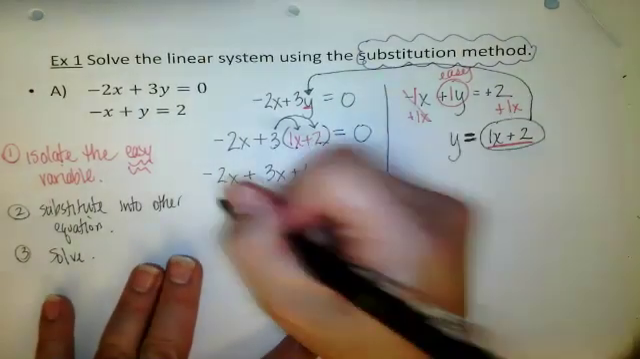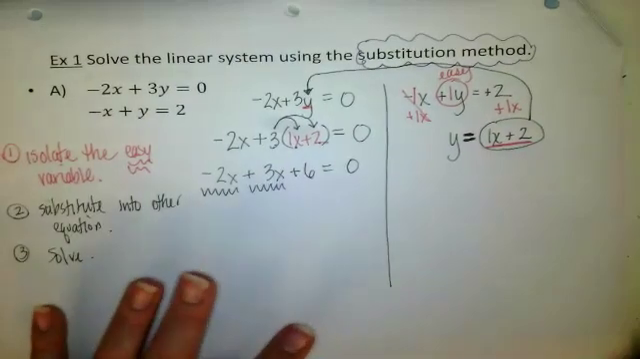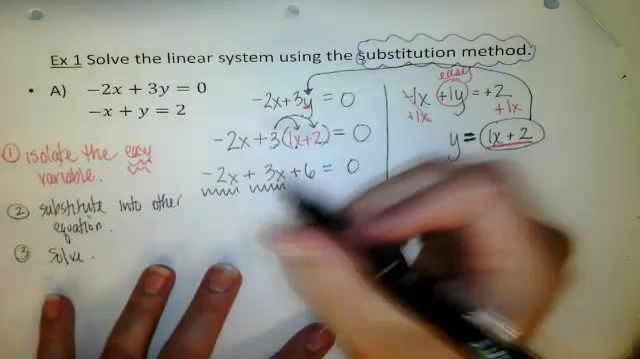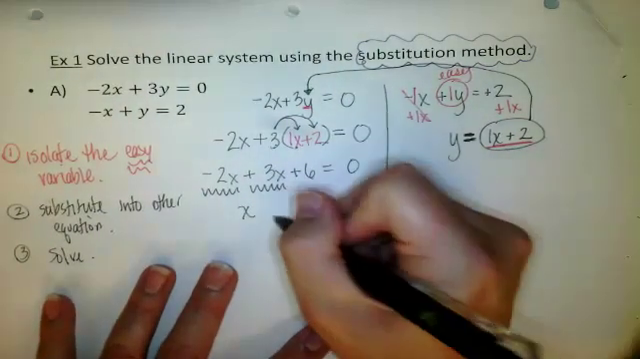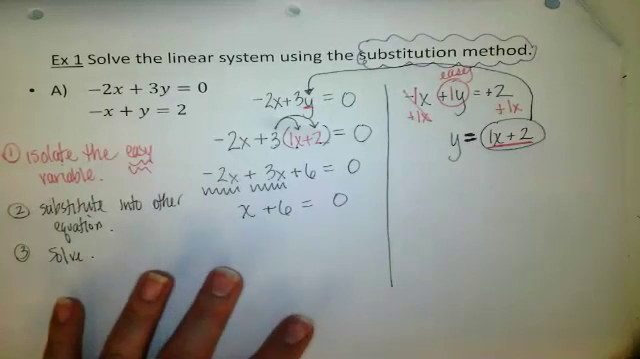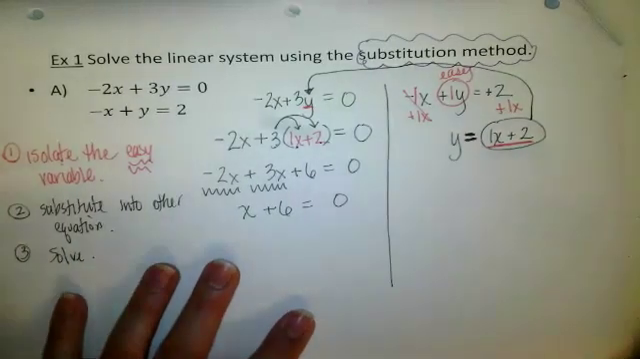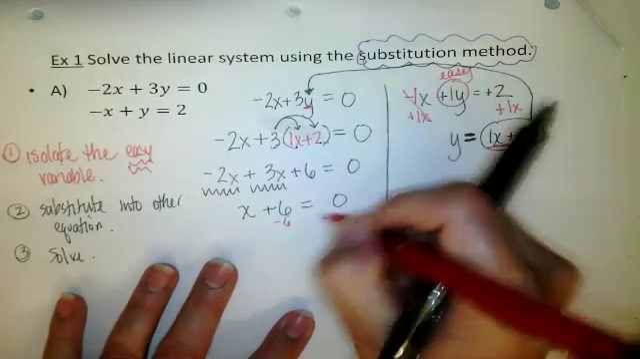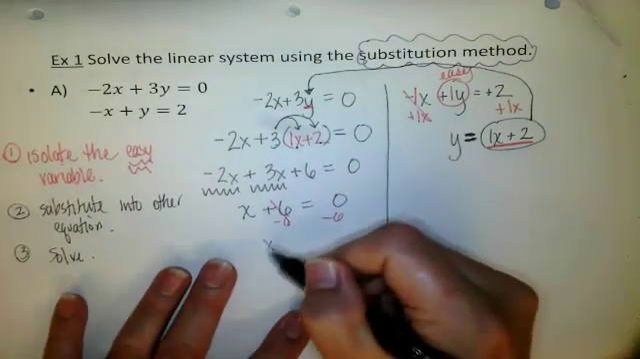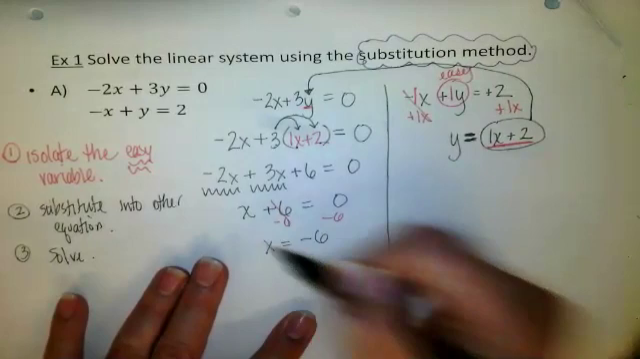Distribute. Now we're going to combine like terms. Negative 2x and positive 3x gives us what? Positive 1x, plus the 6 equals 0. And how do we solve for x? Subtract 6. So we get x equals 0 minus 6, which is negative 6.